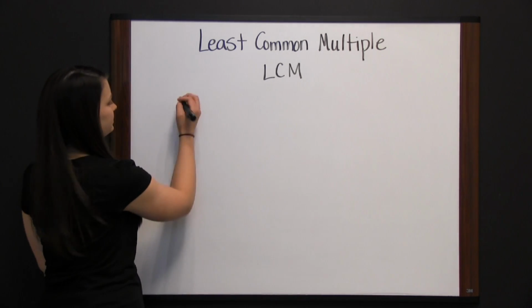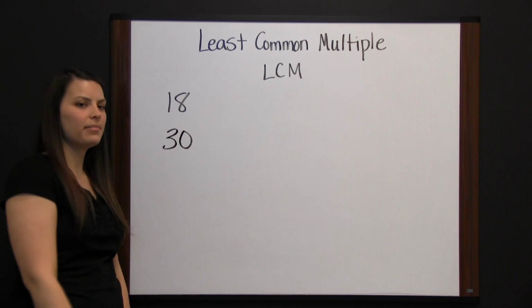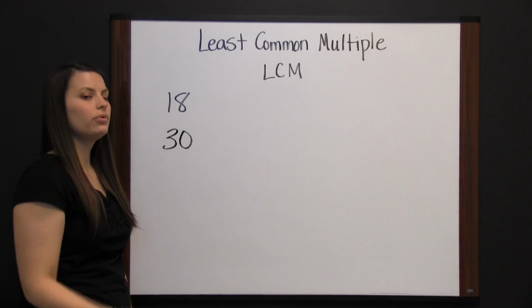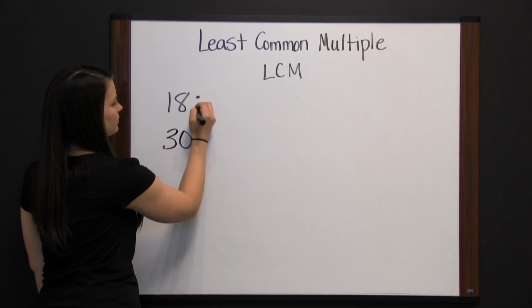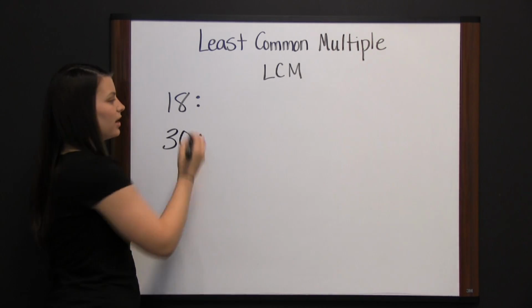For example, if we wanted to find the LCM of 18 and 30, we would first need to factor them. 18 is 2 times 9.